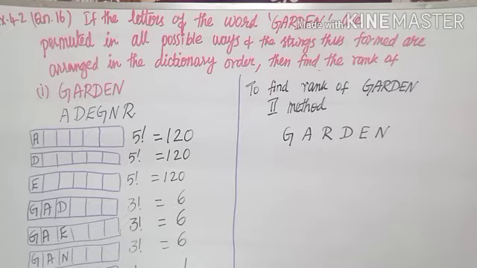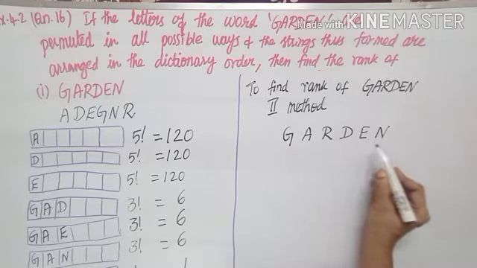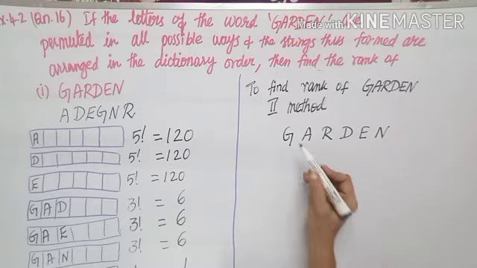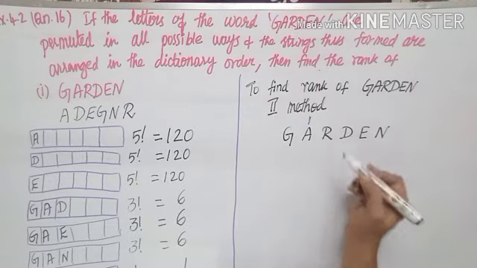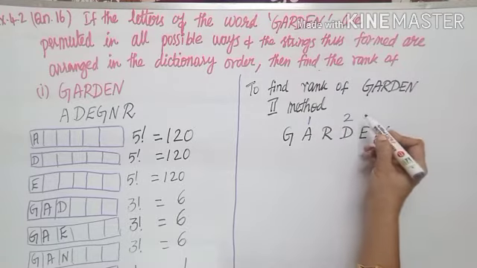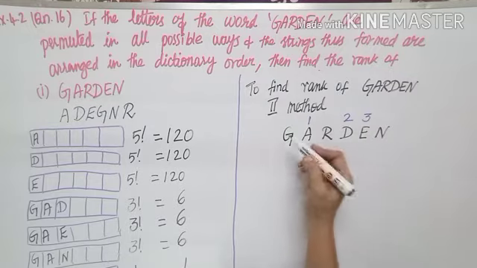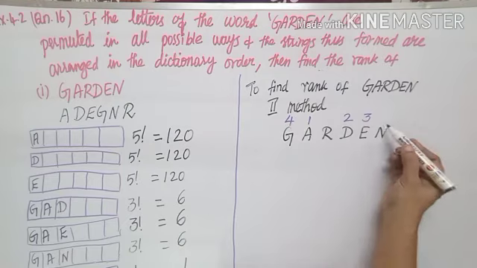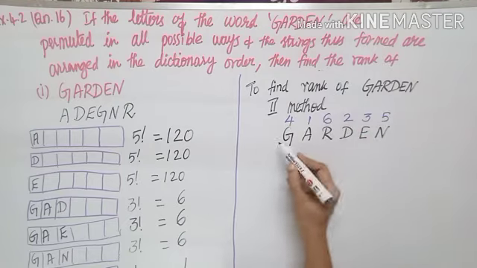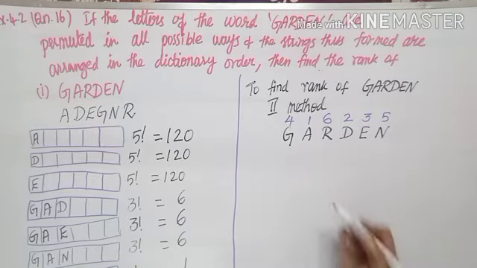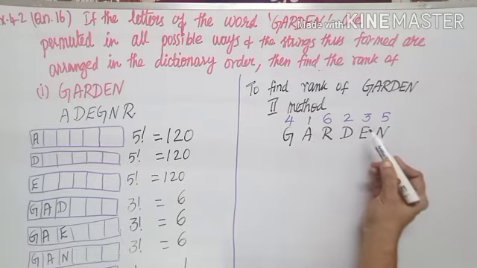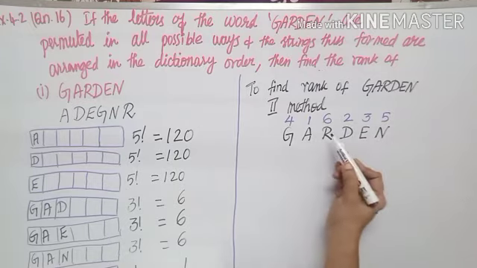To find the rank of garden, we use another easy method. Garden. This is the word given. Put the rank of each letter. According to the order, A will come first, and then D, then E, next comes G, then N, and then R. The 6 alphabets, we write the rank in alphabetical order. So we have A first, then D, then E, then G, then N, then R.